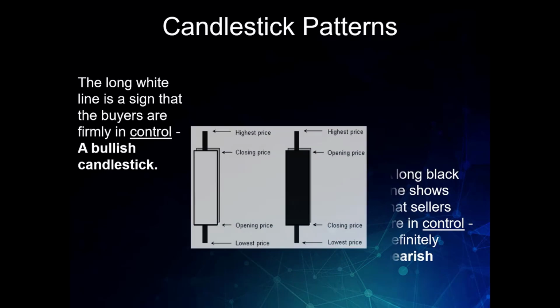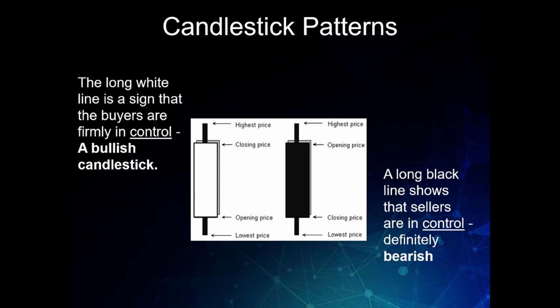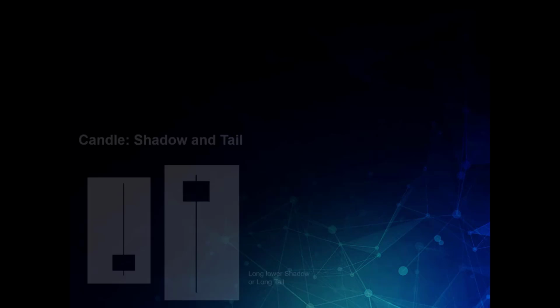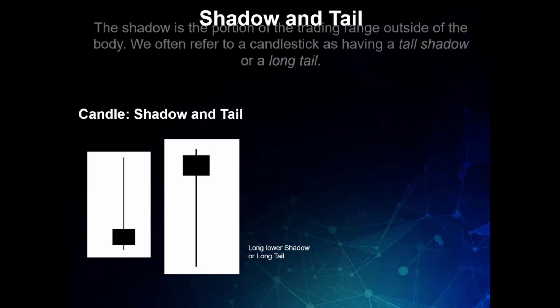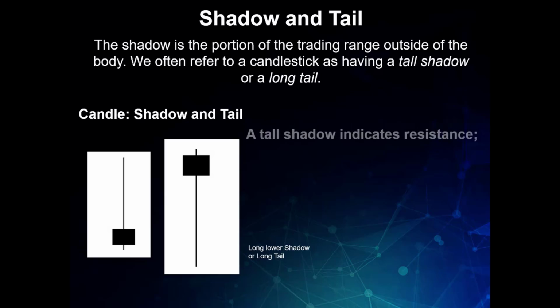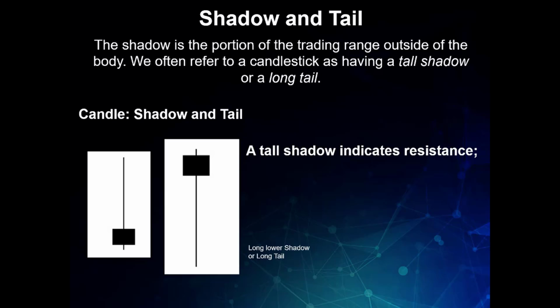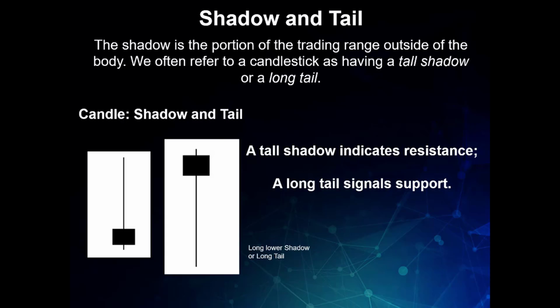Shadow and tail. The shadow is the portion of the trading range outside of the body. We often refer to a candlestick as having a tall shadow or a long tail shadow. A tall shadow indicates resistance. A long tail signals support.